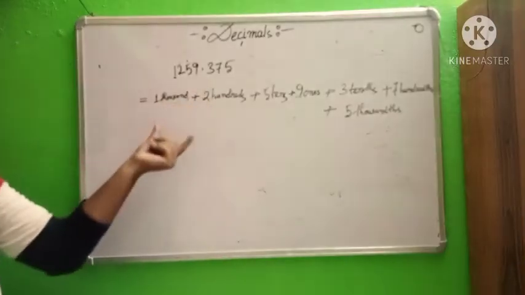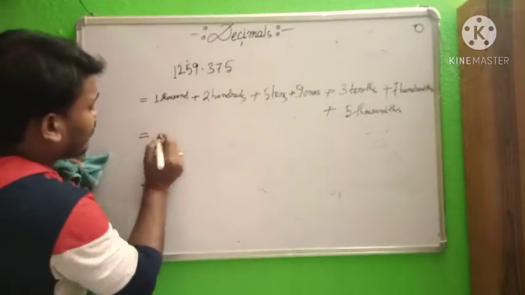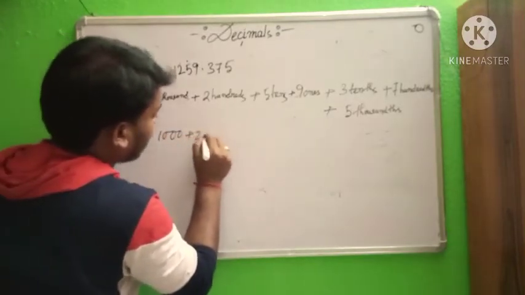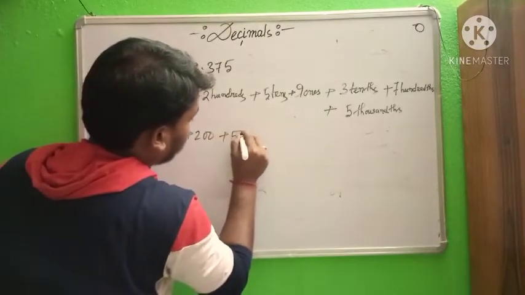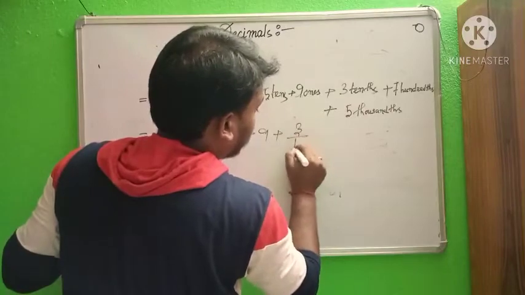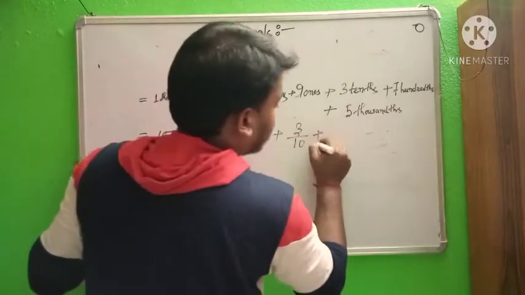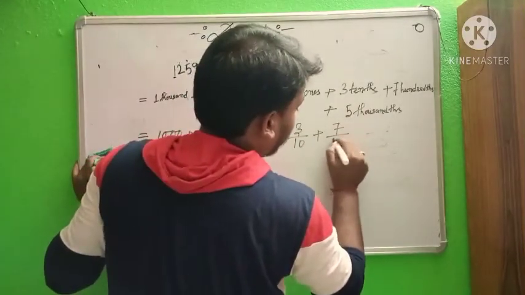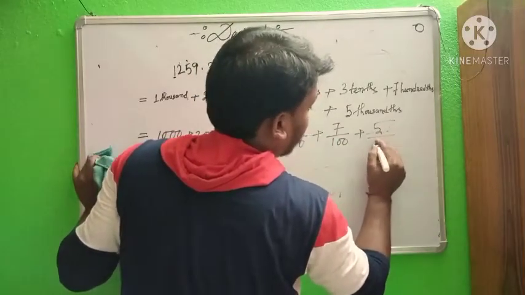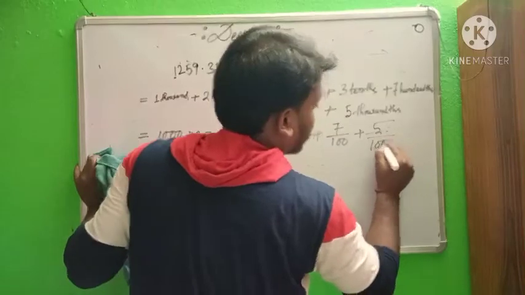There is no need to write in words. So we can write in this way also. So 1000 plus 200 plus 5 tens, that means 50, plus 9 ones, plus 3 tenths, that means 3 by 10, 7 hundredths, that means 7 by 100, plus 5 thousandths, that means 5 by 1000.